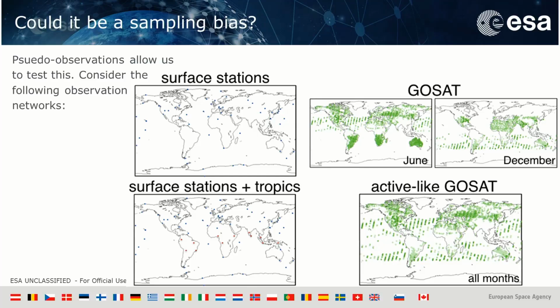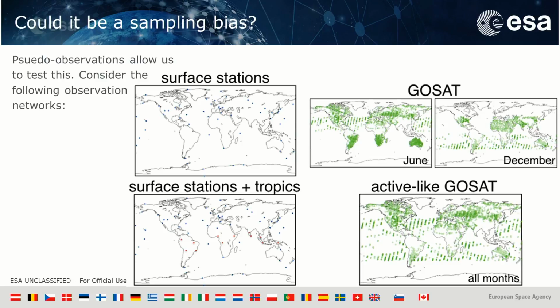But, so is it a sampling bias? We're going to test and say, does that mean maybe the surface stations just can't see the truth? There aren't enough of them. Or is GOSAT somehow not seeing things properly because it's not measuring in the wintertime? Yeah? So we can test this by using pseudo-observations.